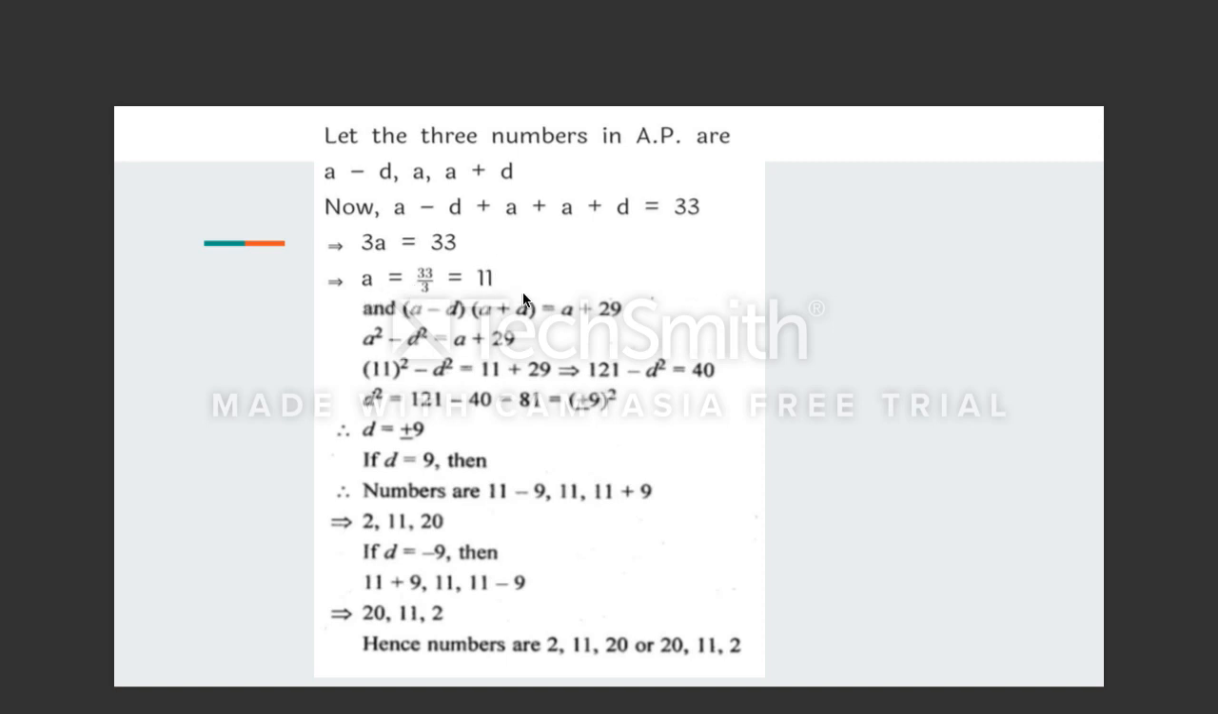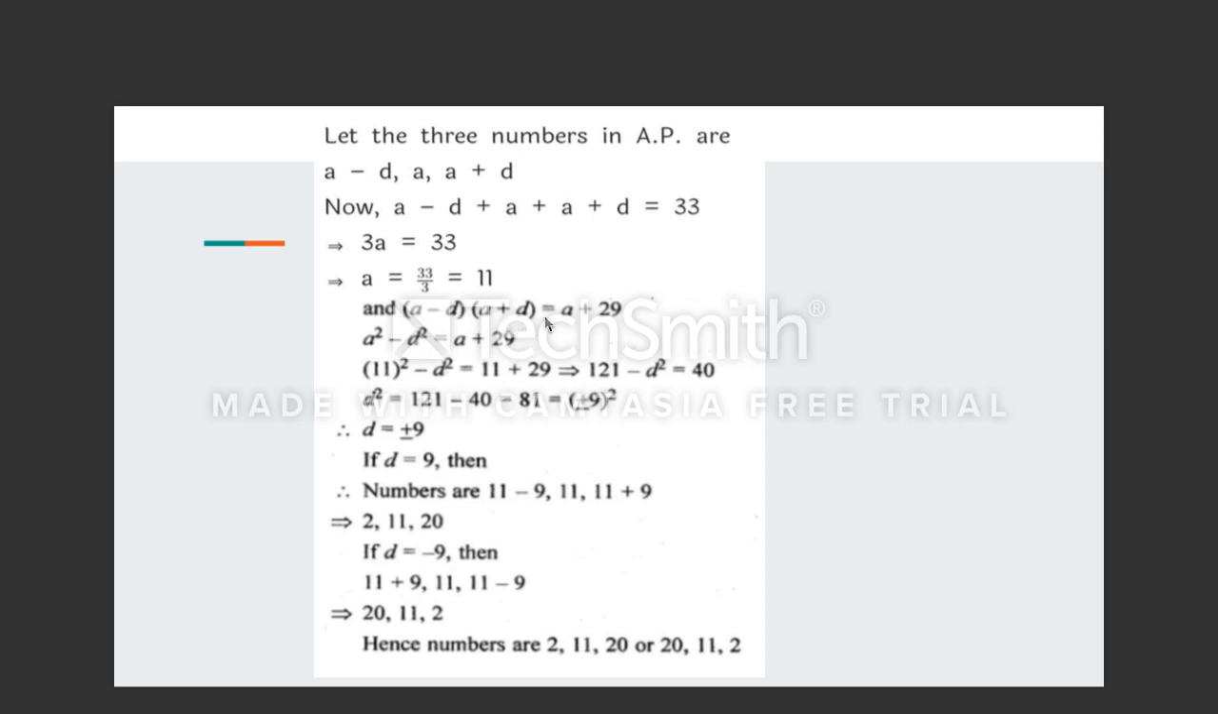Fine. Now this time it's not the product of all three, it is the product of the first term A minus D and the third A plus D. This product is given as: if the product of the first and the third term exceeds the second term. What's the second term? The middle one, that is A, exceeds A by 29. So this is what the equation is from the question.